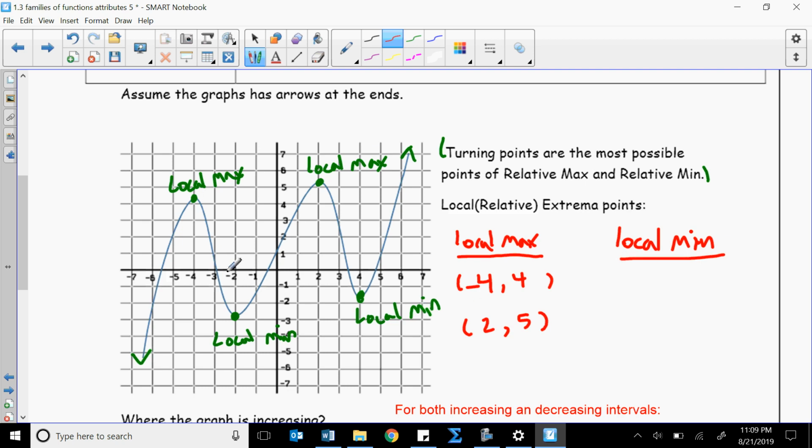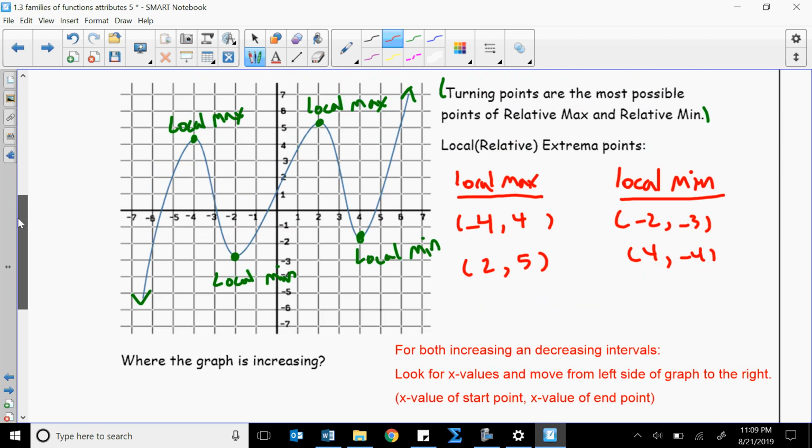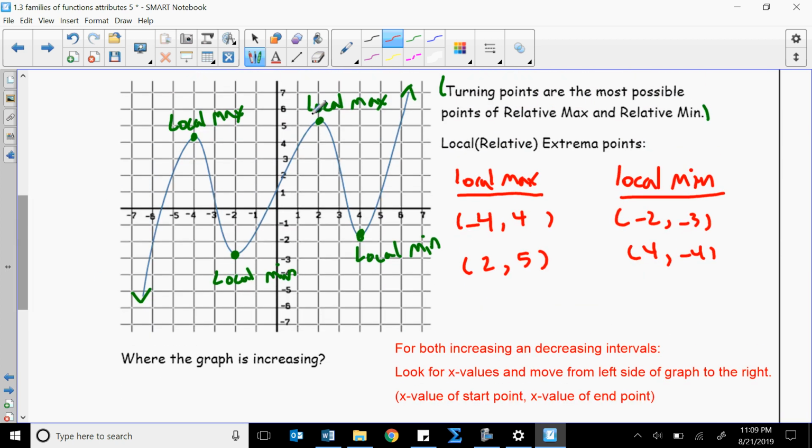Local mean is -2 and -3. This is one of them. And the other one is 4 and -2. So these are my local mean points. Now let's talk about the increasing and decreasing parts of this function.